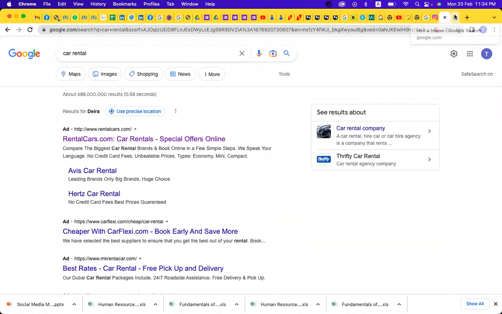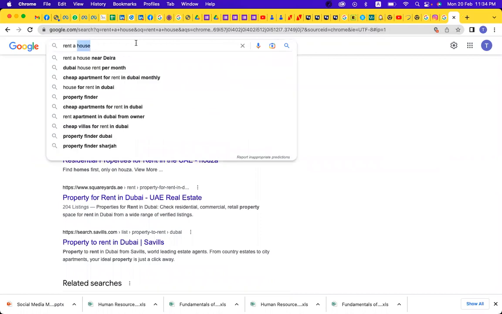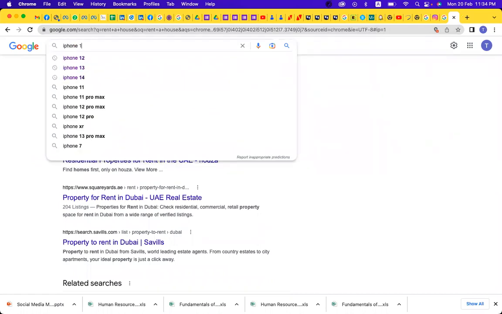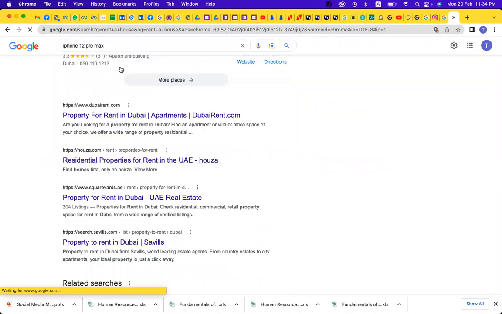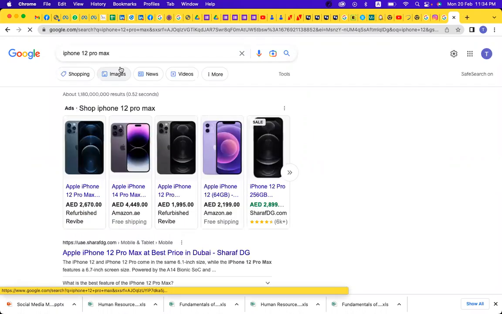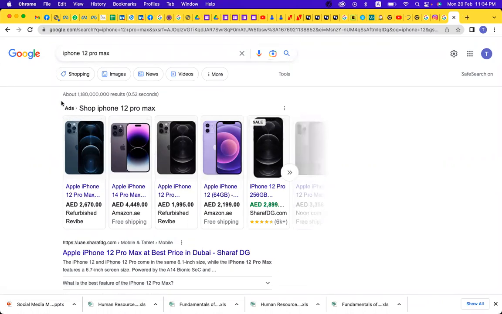So let's take an example. Let's say I want to purchase an iPhone, an iPhone 12 Pro Max. Once I type "iPhone 12 Pro Max", this is the ad that appears here. How do I know this is a paid ad? If you look at the top here, you're going to see the word "Ads", which simply means paid ads, in plural. These are a variety of ads, and they are known as shopping ads.